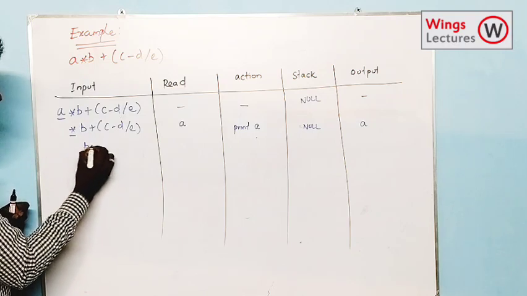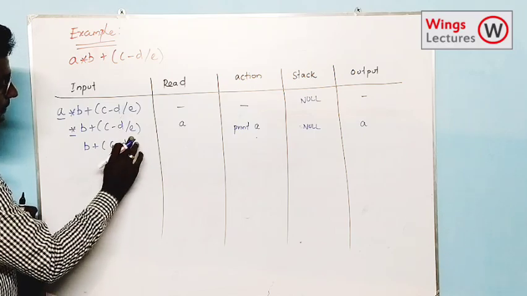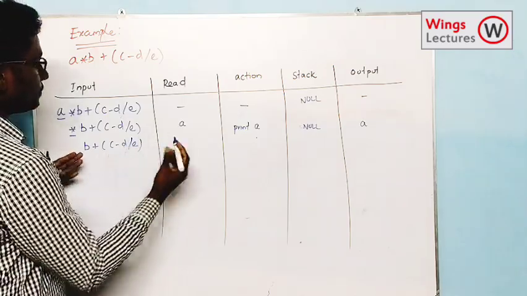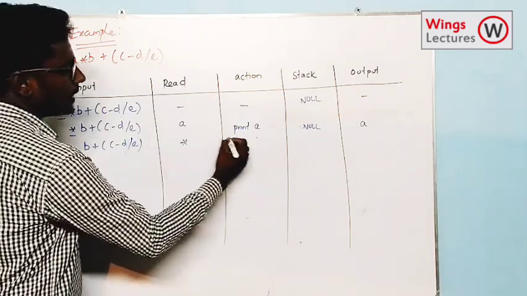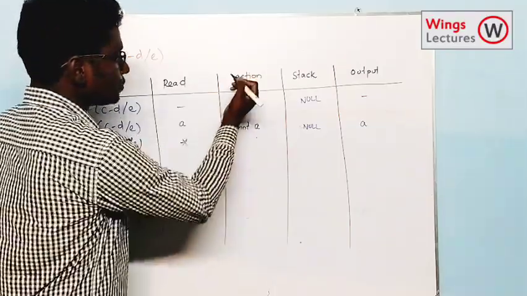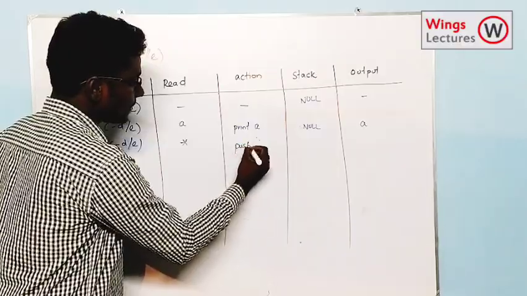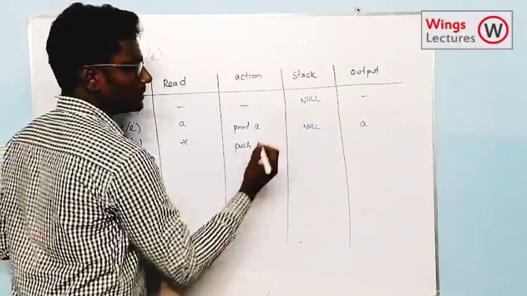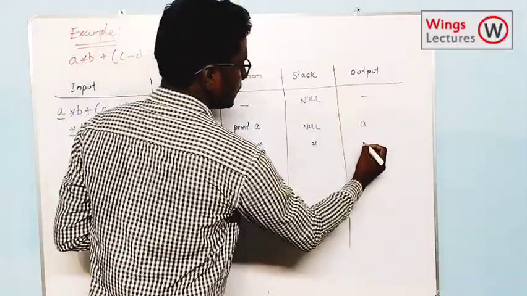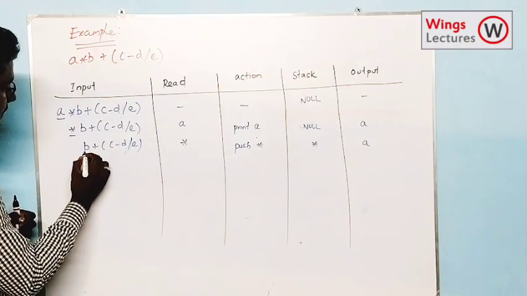Star. So remove star from input, and I'm going to process the star here. Is it an operator or operand? It's an operator. So what is the action I have to do? Push star into stack. So I have to push it into stack, and the output remains the same. And what is the next one?